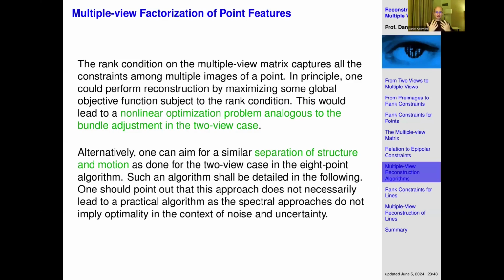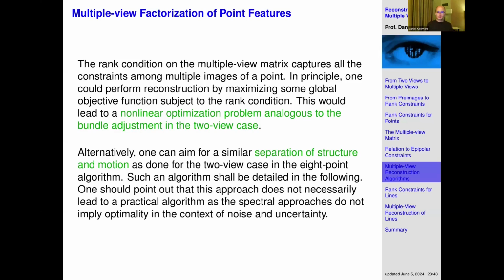But one can also aim at something akin to the 8-point algorithm, where we separately estimate structure and motion. And this is what we'll derive in the following. But one should point out that these algorithms are not necessarily very practical. These spectral approaches, where you deploy eigenvalue solutions, do not imply optimality in the context of noise and uncertainty. Both the 8-point algorithm and the following algorithm for the multi-view setting really assume that you're observing n points in m images, and that you have exact observations and exact correspondences.